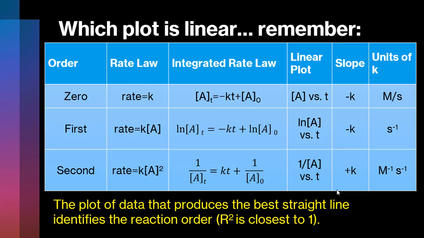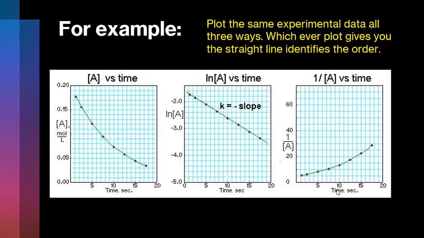And often the way we do this experimentally in the lab is we look at our R-squared value from the fit of the data. The R-squared that is closest to 1 is going to tell us which is our best fit. So for example, here's a nice visual way to look at it. The exact same experimental data has been plotted 3 different ways here.